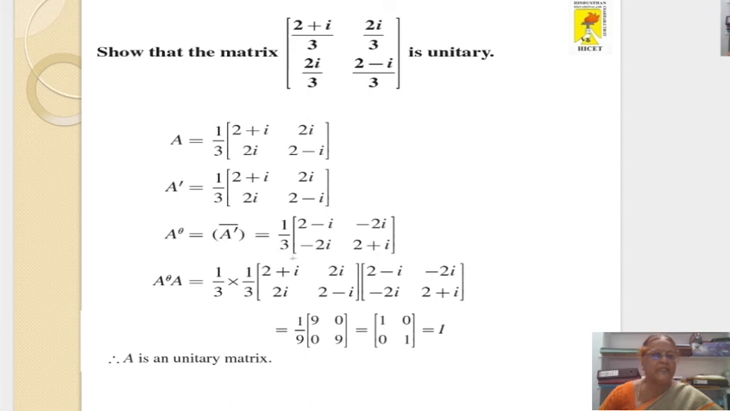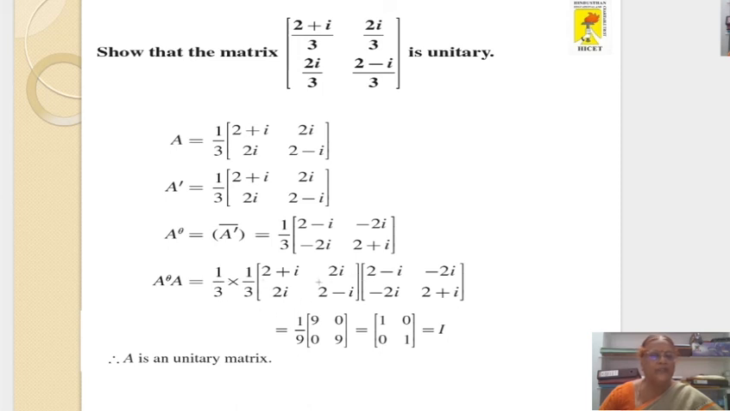A dash bar is nothing but we have to change the sign of the imaginary part. So 2 plus i will become 2 minus i, plus 2i becomes minus 2i. This is minus 2i and 2 plus i. Now that is nothing but A power theta. Now we have to do A power theta into A, that is 1 by 3 into this, into A. A is 1 by 3 into this. So we will get 1 by 9.